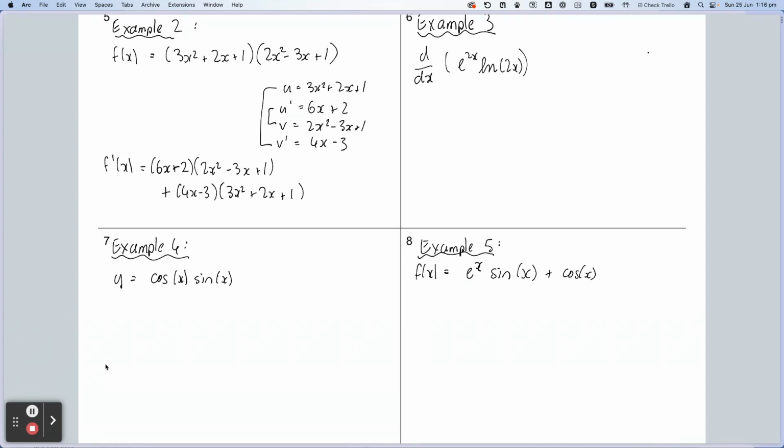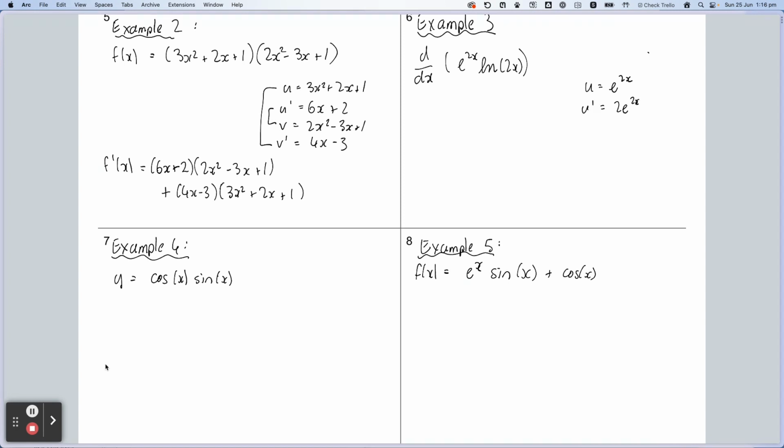d by dx of e to the power of 2x times ln 2x. So we've got the product rule there. I didn't say this at the start, but product means multiplication, remember? So the product rule, we've got u and we've got v. Same process. u equals e to the 2x. u dash is equal to 2e to the 2x.